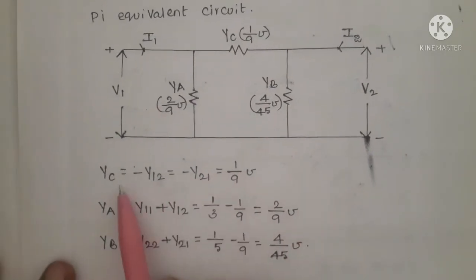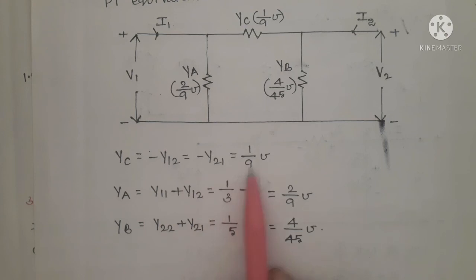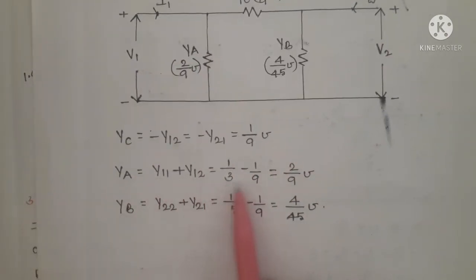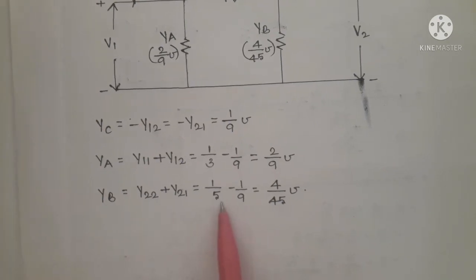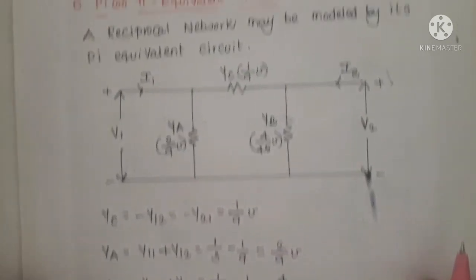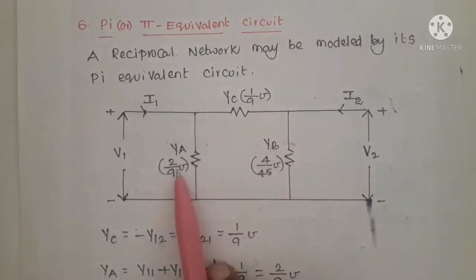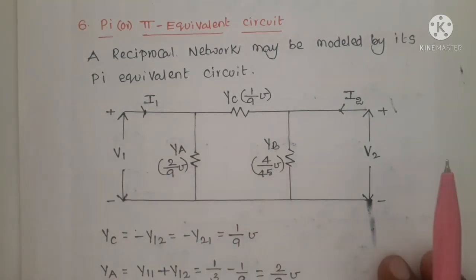Here YA equal to YC equal to minus Y12, which is equal to minus Y21, which is equal to 1 by 9 mhos. YA equal to Y11 plus Y12, which is equal to 1 by 3 minus 1 by 9, which is equal to 2 by 9 mhos. YB equal to Y22 plus Y21, which is equal to 1 by 5 minus 1 by 9, which is equal to 4 by 45 mhos. So finally YA equal to YC equal to 1 by 9 mhos, YA equal to 2 by 9 mhos, YB equal to 4 by 45 mhos.